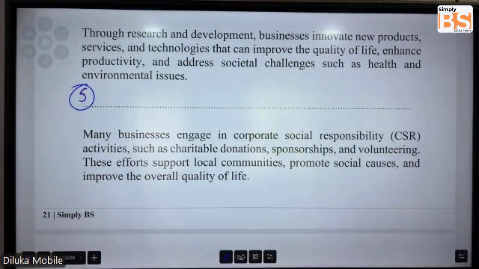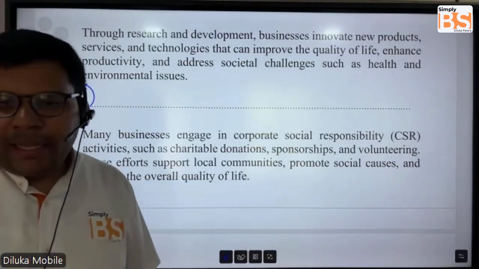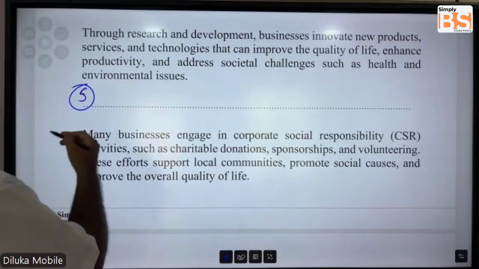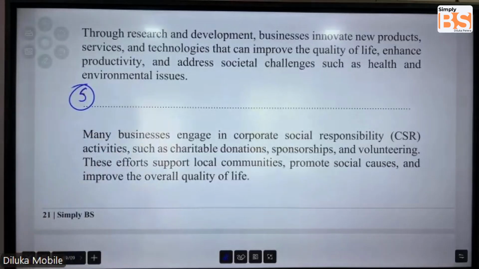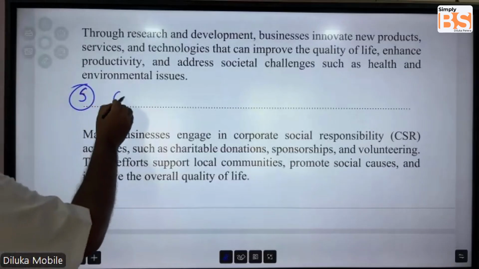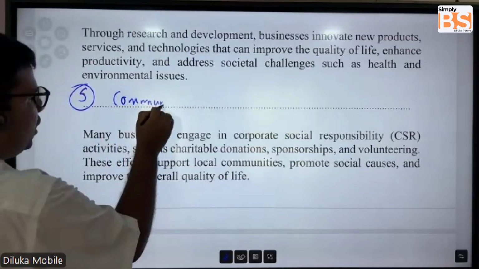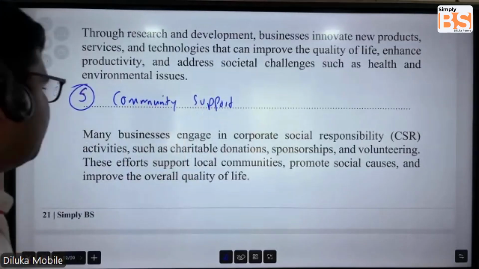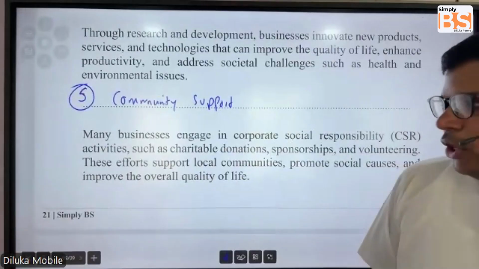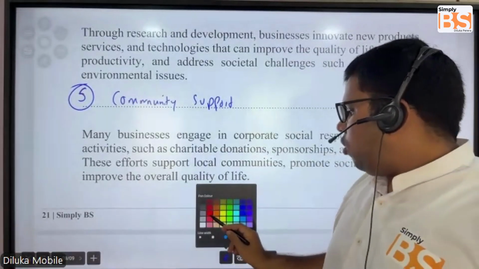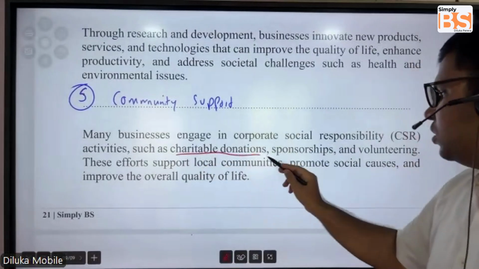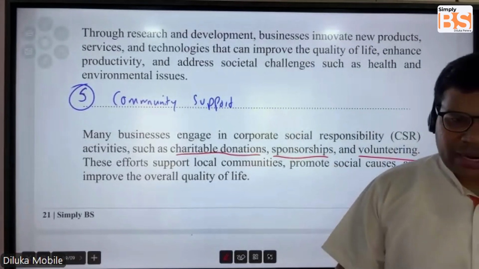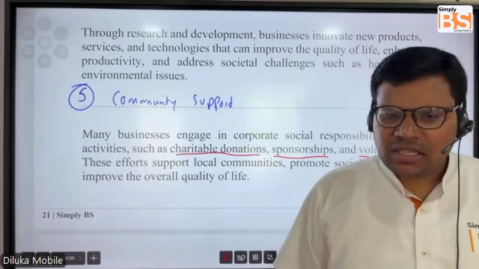Okay, the next point. Business organizations will help the economy through community support. A lot of business organizations get involved in charitable donations, sponsorships, and volunteering in certain programs. I think you might have heard of these things a lot.